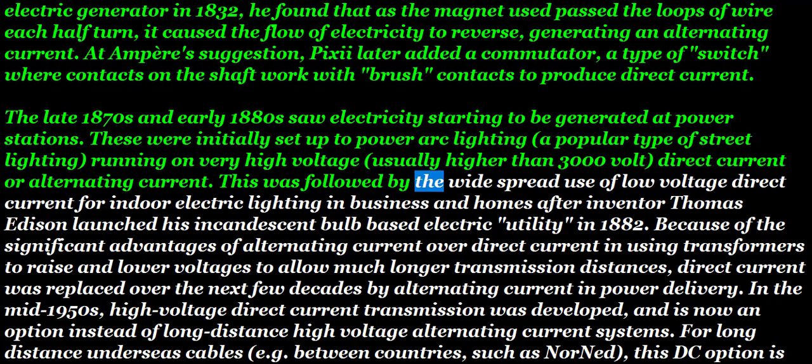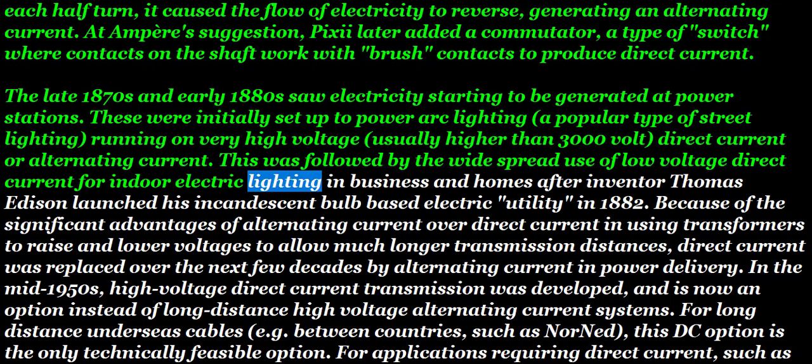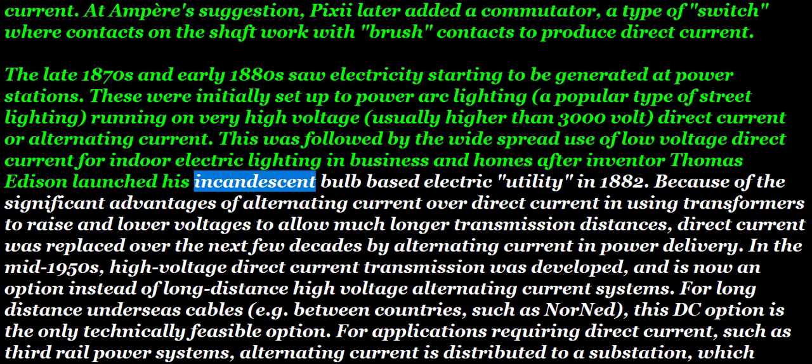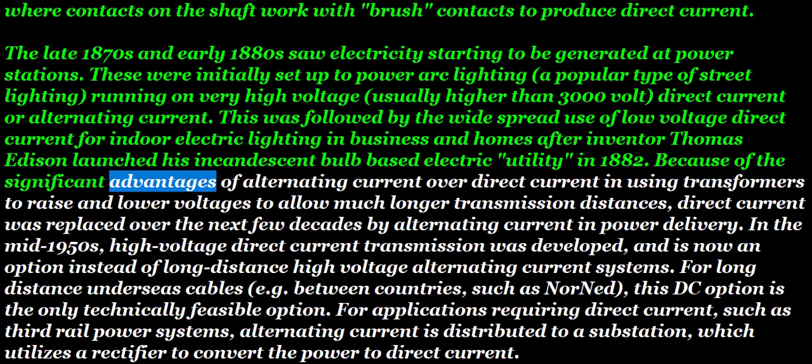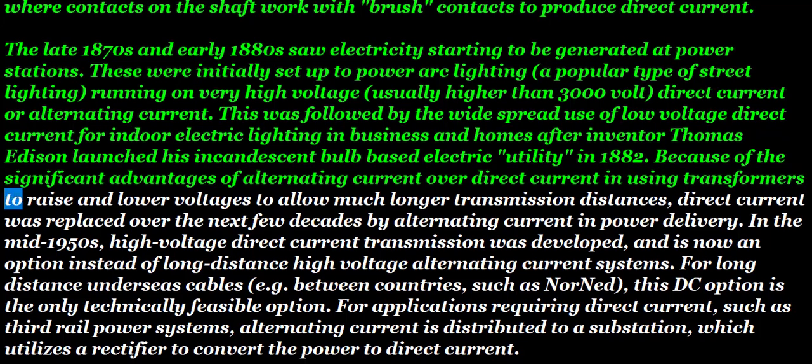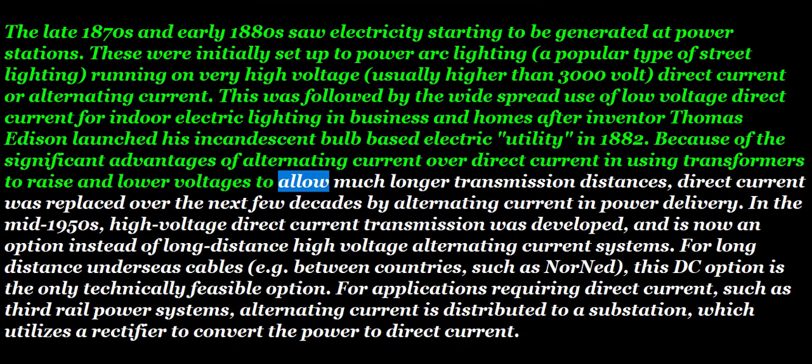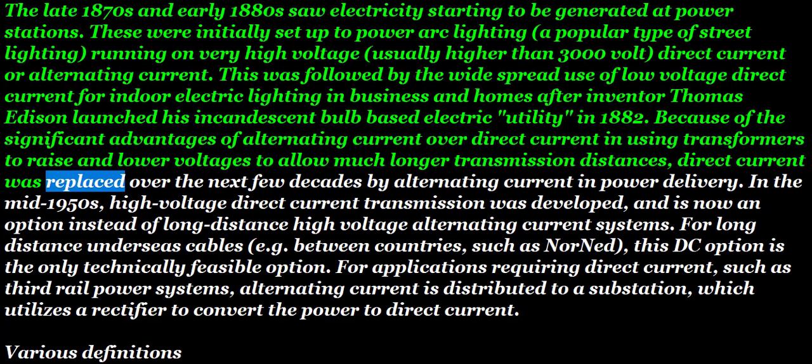This was followed by the widespread use of low-voltage direct current for indoor electric lighting in business and homes after inventor Thomas Edison launched his incandescent bulb-based electric utility in 1882. Because of the significant advantages of alternating current over direct current in using transformers to raise and lower voltages to allow much longer transmission distances, direct current was replaced over the next few decades by alternating current in power delivery.